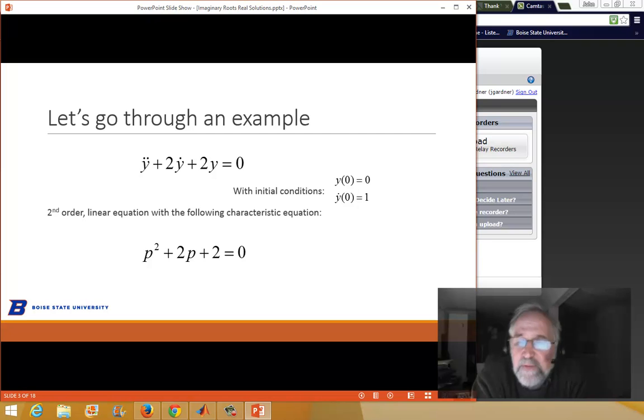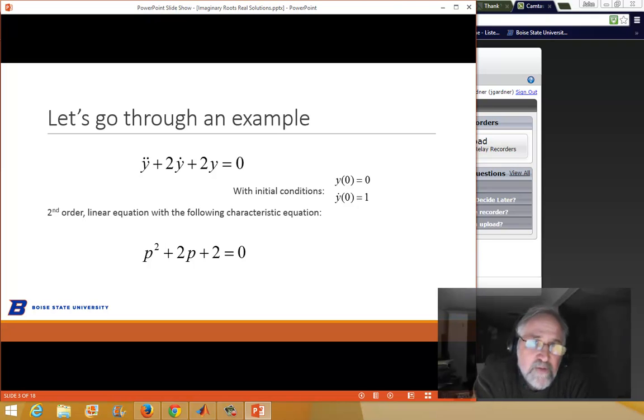The example is a simple second order differential equation: the second derivative of y plus 2 times the first derivative of y plus 2 times y equals 0, with the initial condition that the function is 0 at time t equal to 0, and its first derivative is equal to 1 at time t equal to 0.